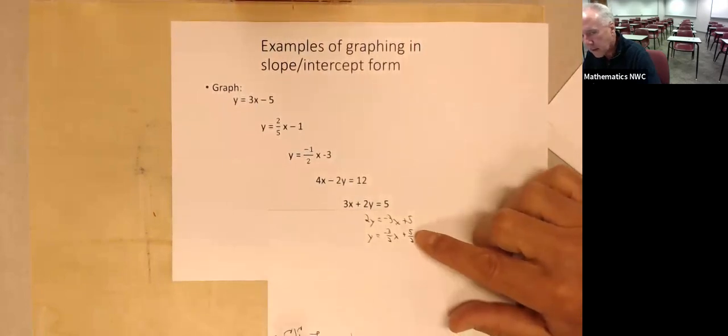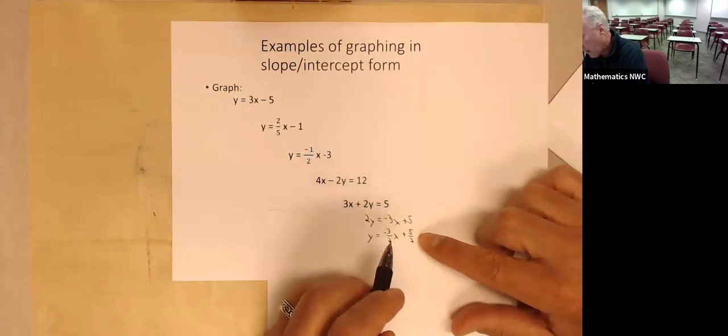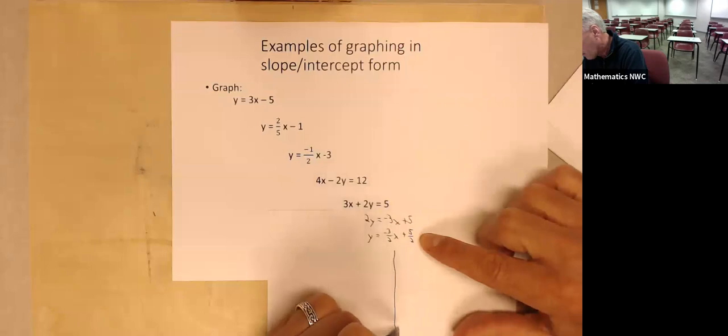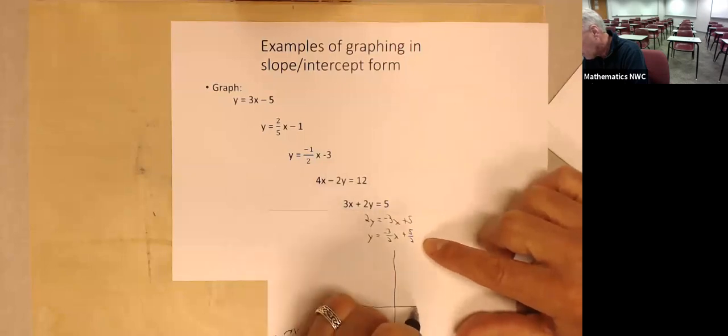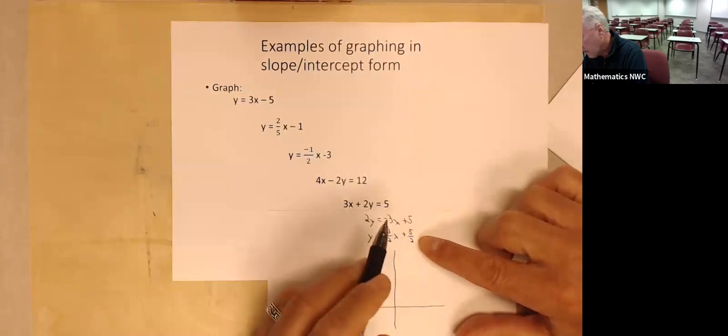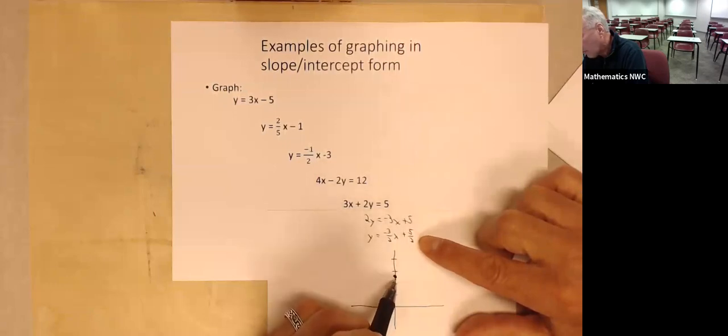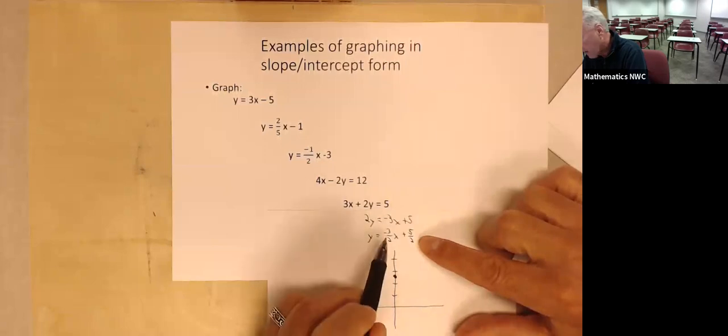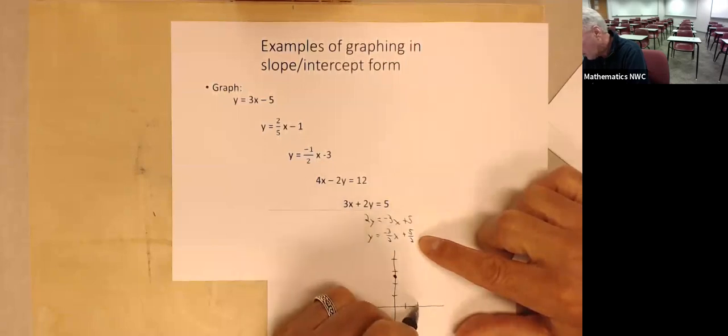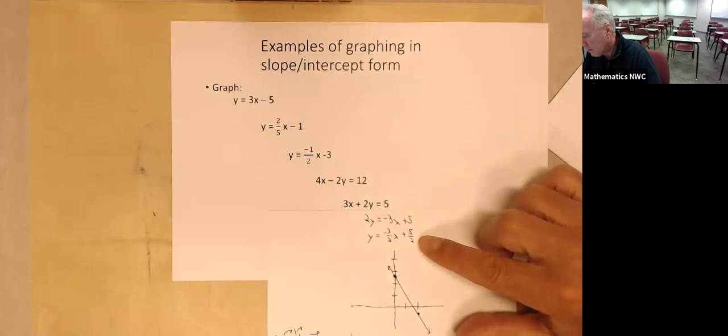This time my y-intercept is a fraction. It's a little bit more difficult to graph, but not impossible. So if I look to graph this now, five halves is the same thing as 2.5. So 5/2 would be 2.5 up. My slope is down 3 over 2. So I'm going to go down 1, 2, 3 over 1, 2. And there's my graph of the line.